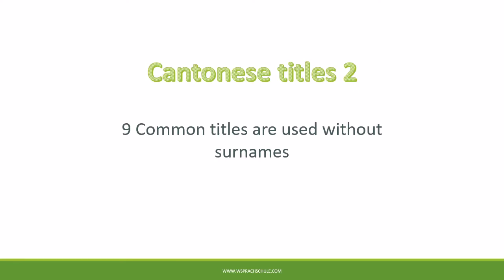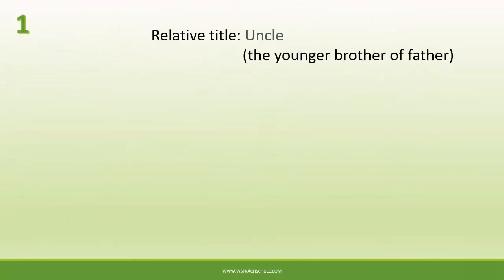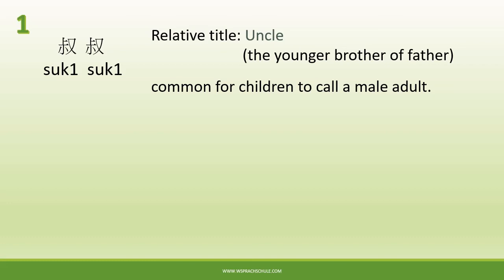Today, I'm going to introduce 9 common Cantonese titles which can be used without surnames. Number 1. Uncle. We call our uncle, the younger brother or father, as 叔叔. This title is also called.